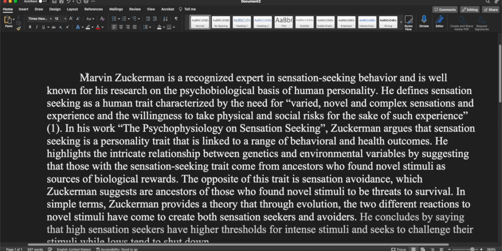Whatever. Marvin Zuckerman is a recognized expert in sensation-seeking behavior and is well known for his research on the psychobiological basis of human personality. He defines sensation-seeking as a human trait characterized by the need for varied, novel, and complex sensations and experiences, and the willingness to take physical and social risks for the sake of such experience.